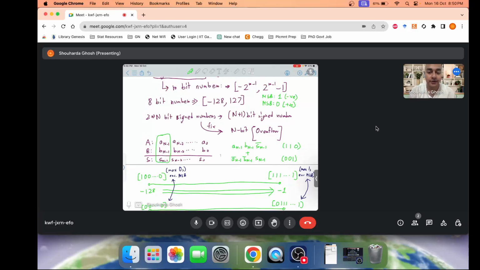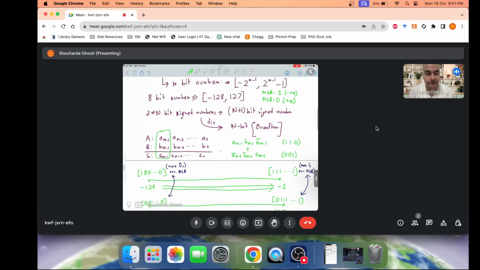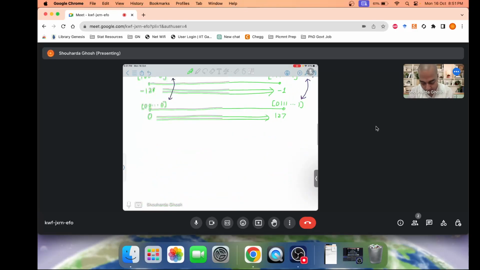I'll show you an example. Similarly, in the opposite case, when the MSBs of a n minus 1 and b n minus 1 are 0, which is a positive number, you are supposed to get a positive number, which means the MSB is supposed to be 0, but you end up getting a 1. That means your output has overflown the length of the register. So these are the two conditions for detecting an overflow. There's also a similar condition on the carries, but I'm not showing it over here.